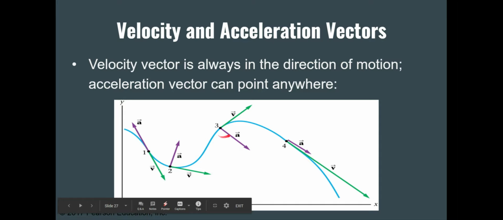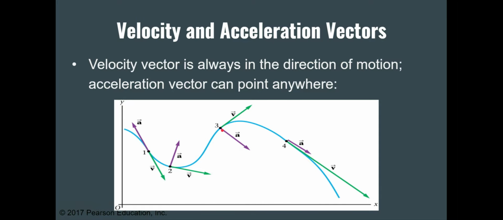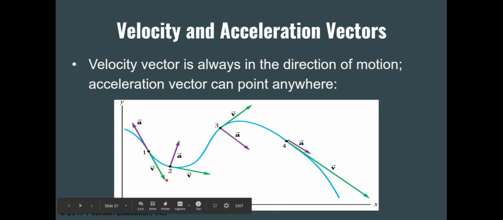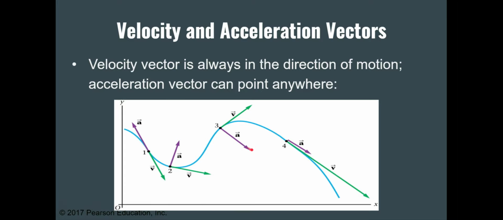Okay, so for position number 3 for this particle, we see again the velocity appears to be of the same magnitude from the first and second points on this graph. And the acceleration is now taking this particle to the right. So this particle is now turning to the right.